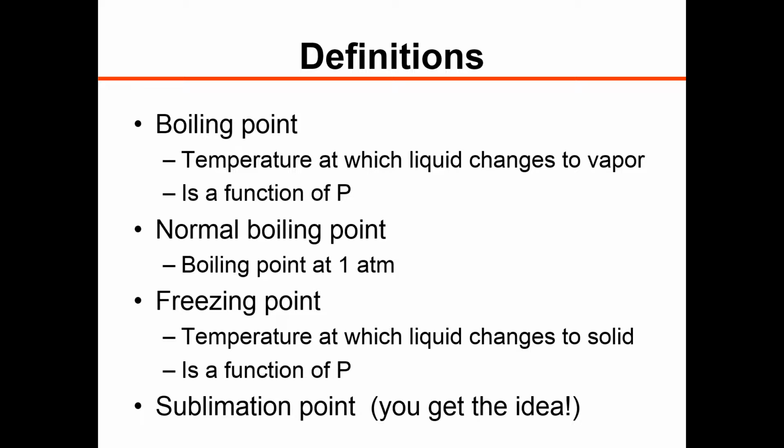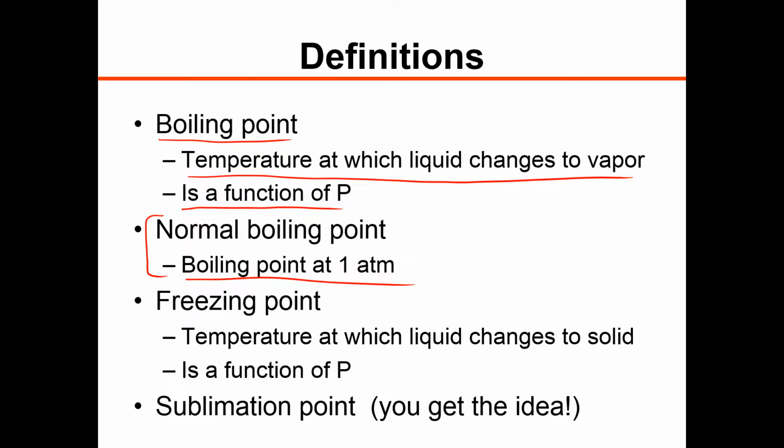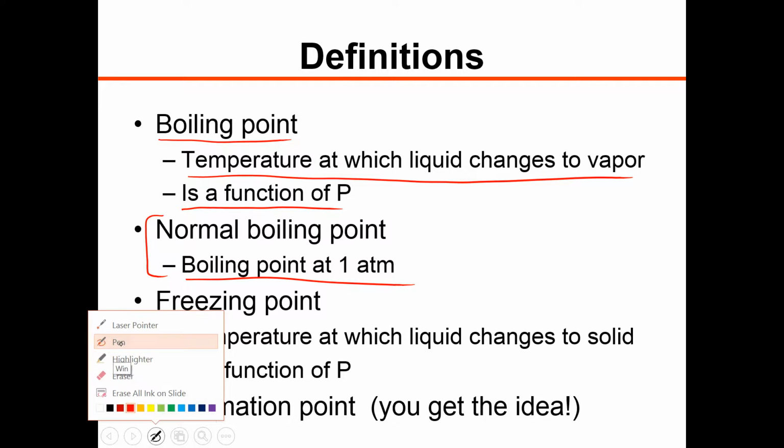Just a couple definitions now for these two phases that we want to cover. Boiling point is the temperature at which liquid changes to vapor. Most people are familiar with that, but one thing that a lot of people don't know is it's a function of pressure. So as the pressure increases or decreases, the temperature at which the liquid changes to vapor is going to change. A normal boiling point, we define as the boiling point at 1 atmosphere. So normal boiling point, 1 atmosphere.